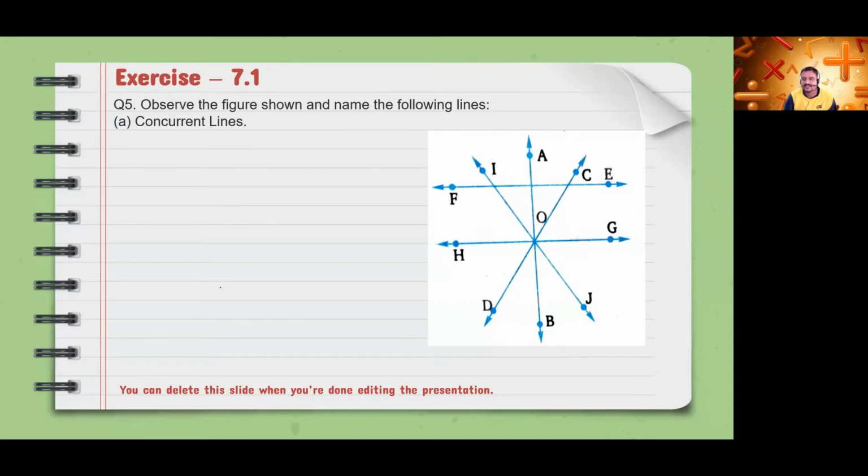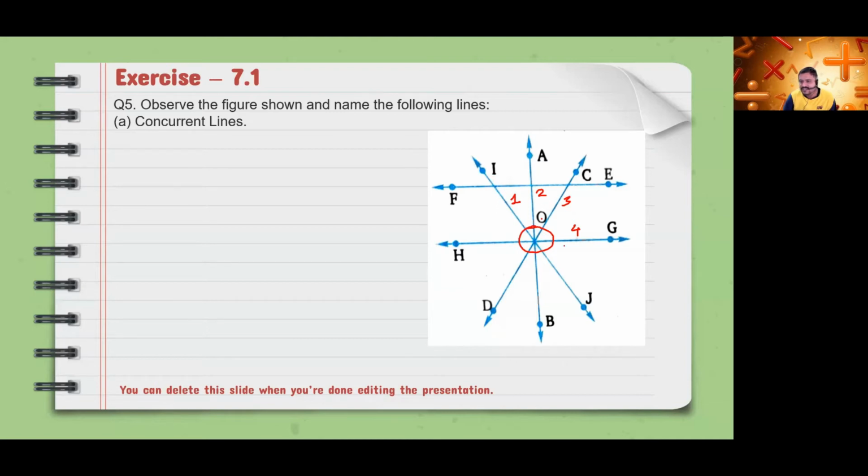Where they intersect, that also you have to tell, right? At a point. Now tell me from this figure. Now you can see this point. This point is O. How many lines are intersecting at this point? Three or more than three. See, suppose we give numbering 1, 2, 3. 4 lines are intersecting at this point.